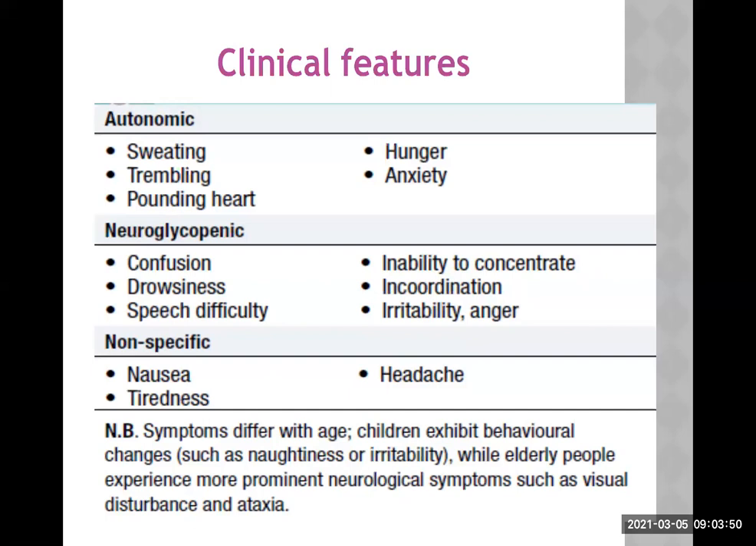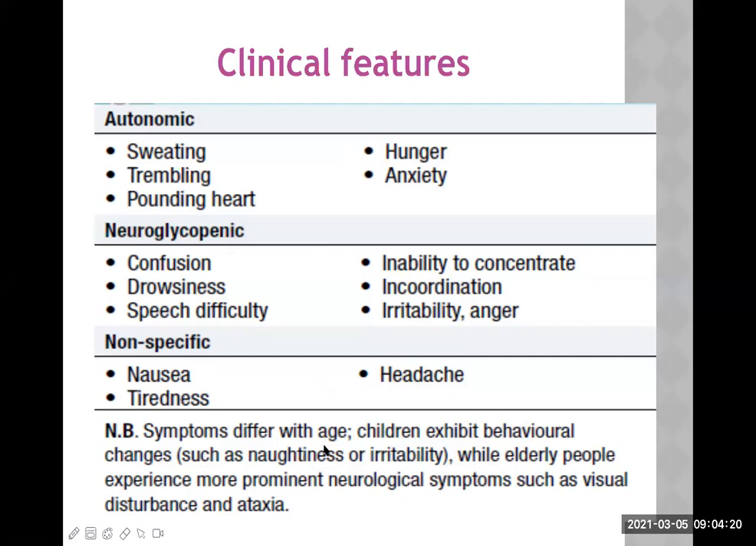There is tremor as well, and the person will often be irritable or develop anger. Okay, so these are neuroglycopenic symptoms. Remember, these occur a little bit later. In the beginning, autonomic symptoms always start, and neuroglycopenic symptoms come later if it is not treated in time. Some non-specific features are nausea, vomiting, tiredness, and headache.